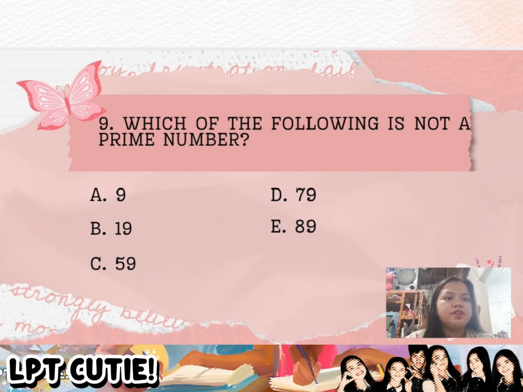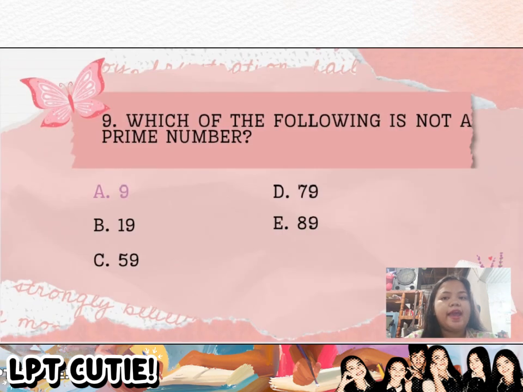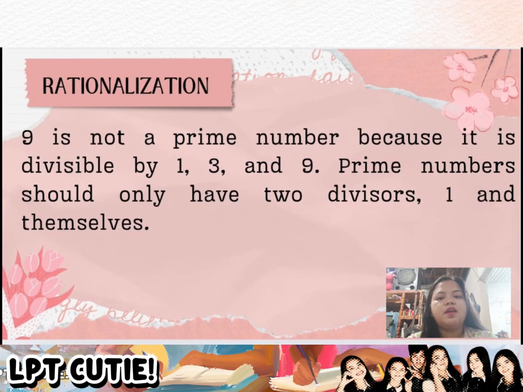Okay, so what do you think is the correct answer? Okay, very good. Letter A, 9. So, why or how? Okay, so 9 is not a prime number because it is divisible by 1, 3, and 9. Prime numbers, take note, okay? Prime numbers should only have 2 divisors, 1 and themselves, just like letter B.